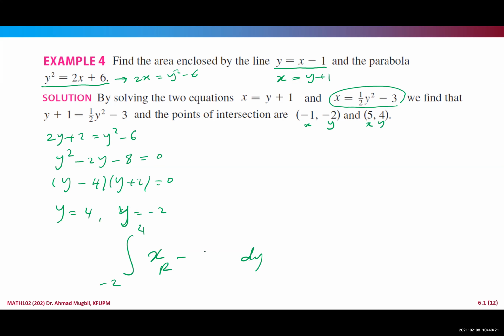What is x left? Now, what is the curve to the right and the curve to the left? You need to decide, is it this one or this one? Which one of them is x to the right? Which one is x to the left?